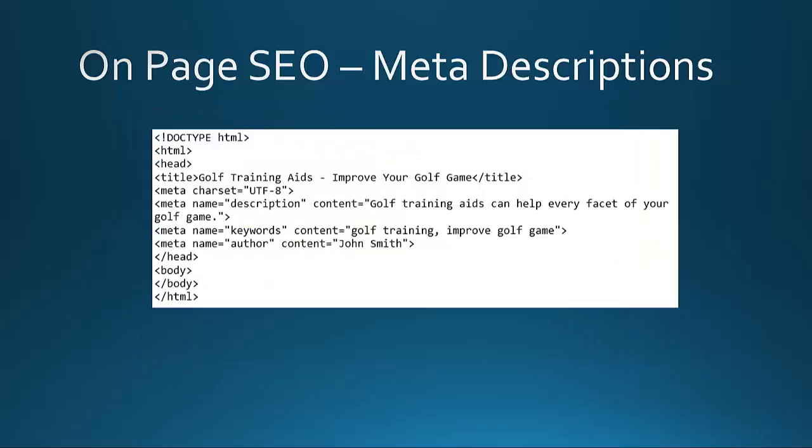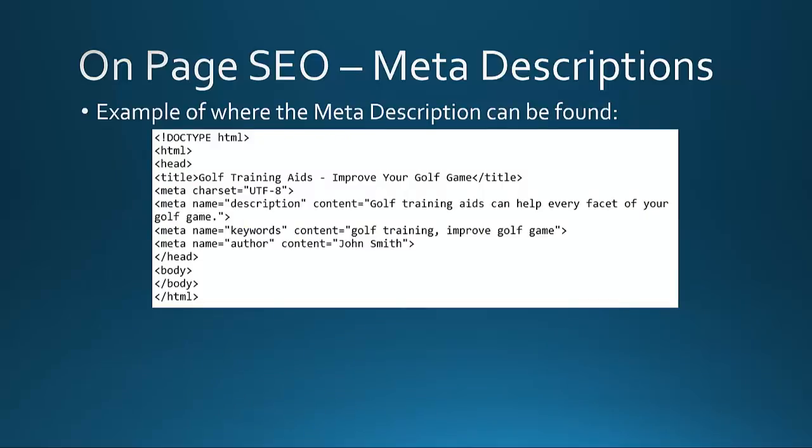If you're using Composer, this is an example of where the meta description can be found. You'll notice here there's the title tag, and then right down there, there's the meta name equals description. This is where you could put in golf training aids can help every facet of your golf game. And then you've also got the meta keyword where you could type in a couple keywords.